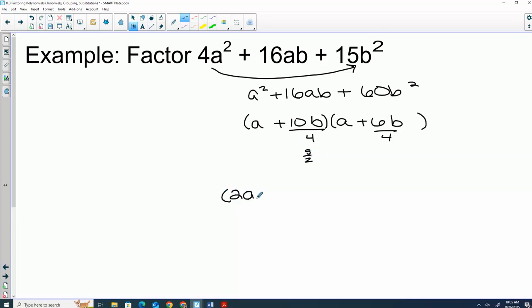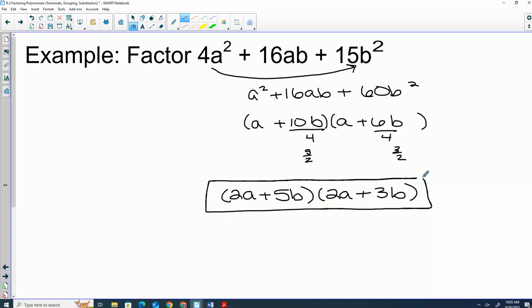So we get 2a plus 5b. 6 over 4 reduces to 3 over 2, so that would be 2a plus 3b. So even though my variables looked a little different, this was still a slip and slide problem. Let's try another one.